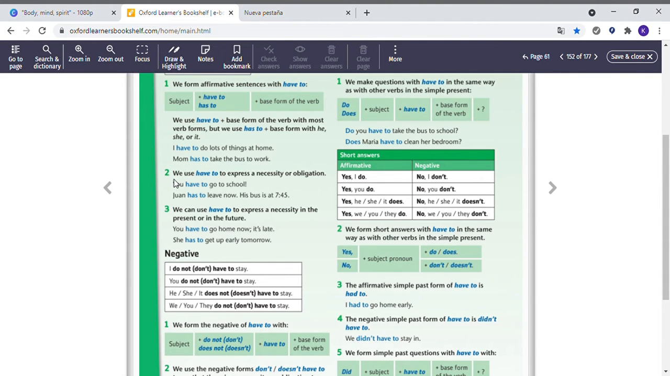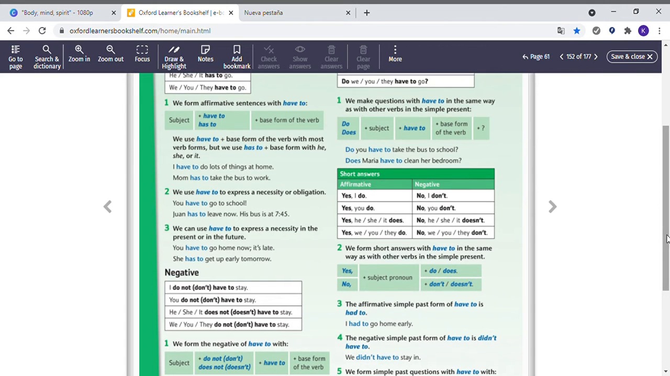Here we have some rules. It says we use have to express a necessity or obligation, okay? And also, we can use have to express a necessity in the present or in the future. Okay? For example, she has to get up early tomorrow. Tomorrow is future. Or you have to go home now. It's late. Okay, so please remember this. I, you, we, you, and they have to and the verb. He, she, and it has to.